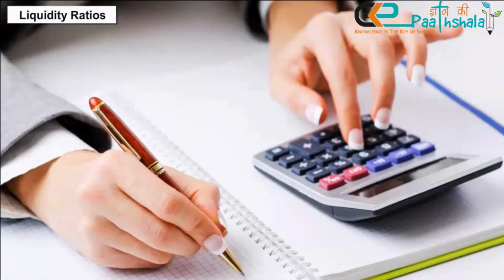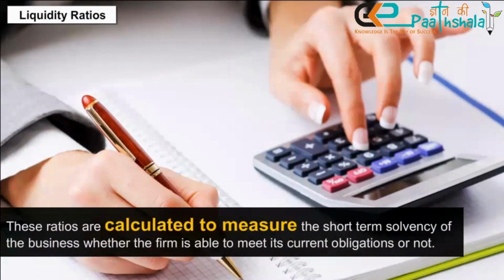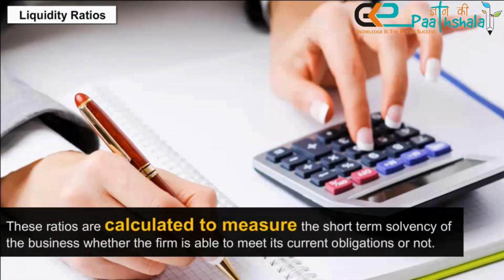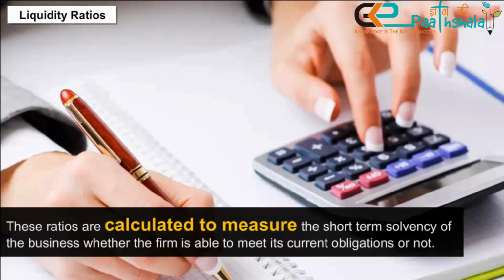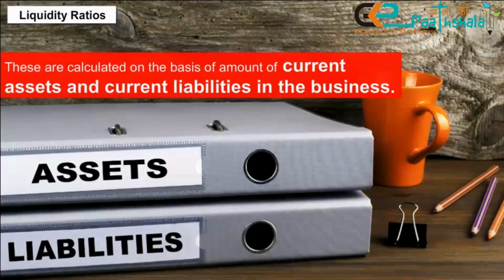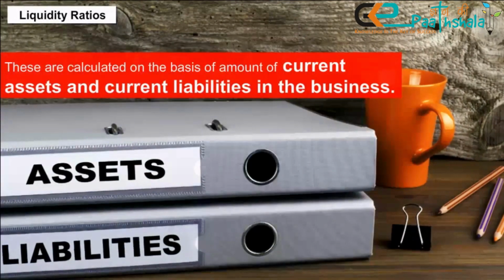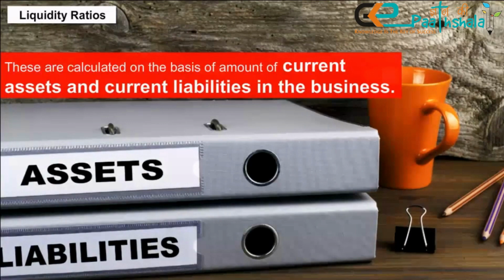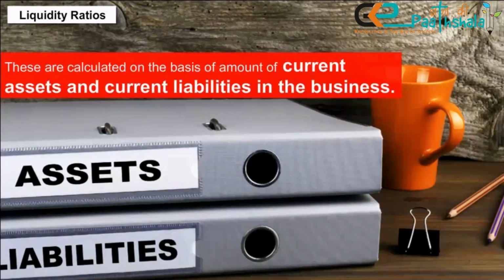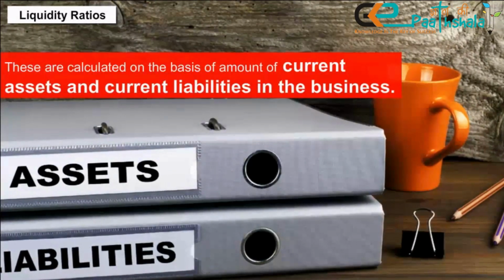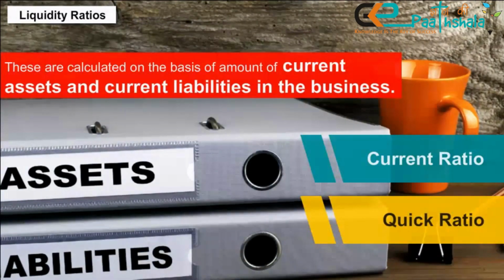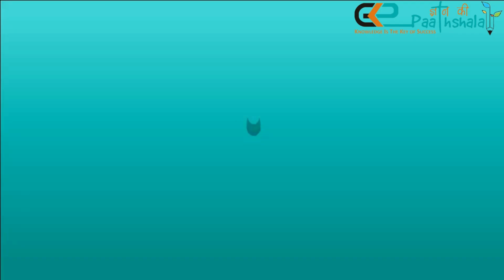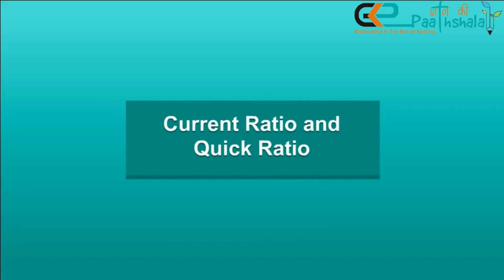Liquidity ratios. These ratios are calculated to measure the short-term solvency of the business, whether the firm is able to meet its current obligations or not. These are calculated on the basis of the amount of current assets and current liabilities in the business. It consists of two ratios: A. Current ratio and B. Quick ratio.